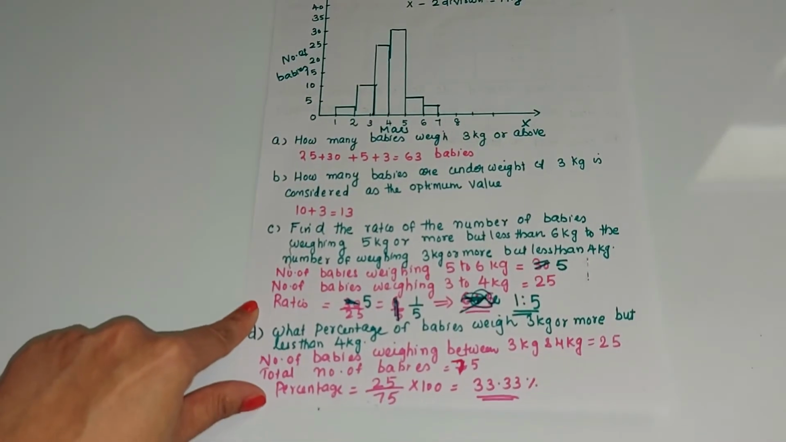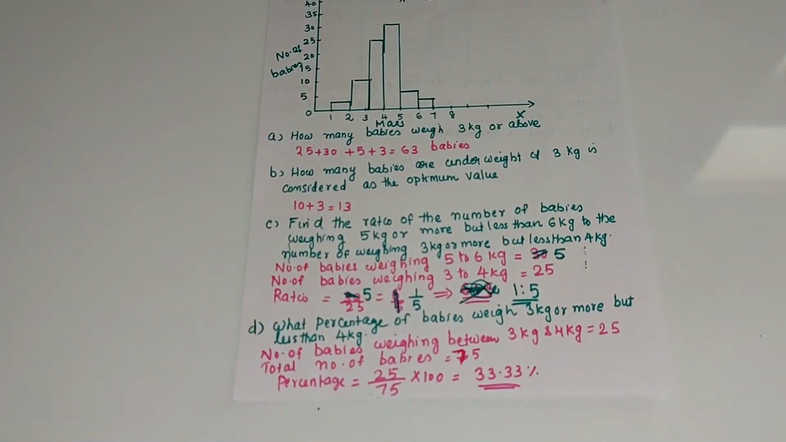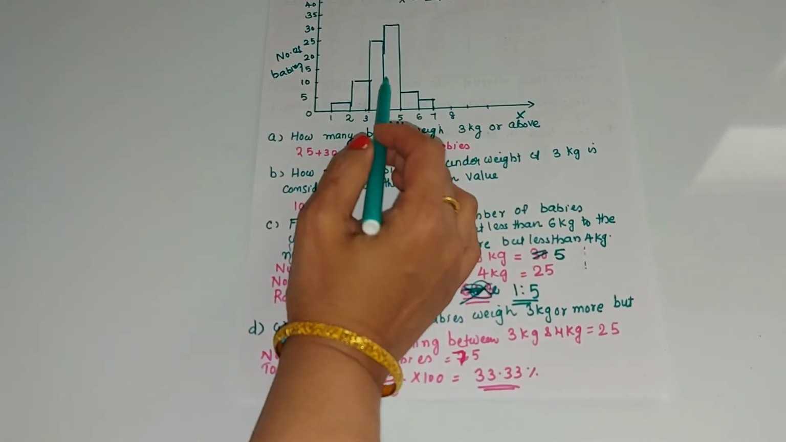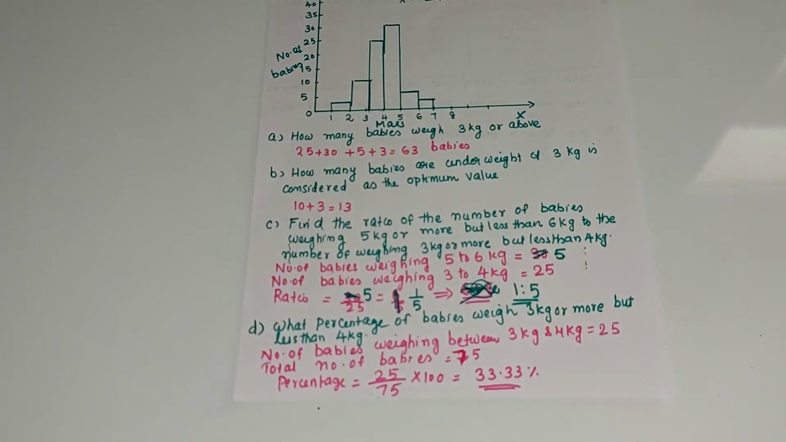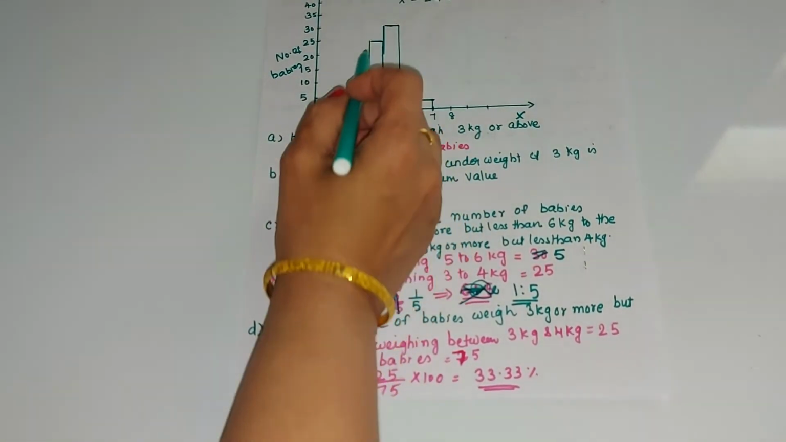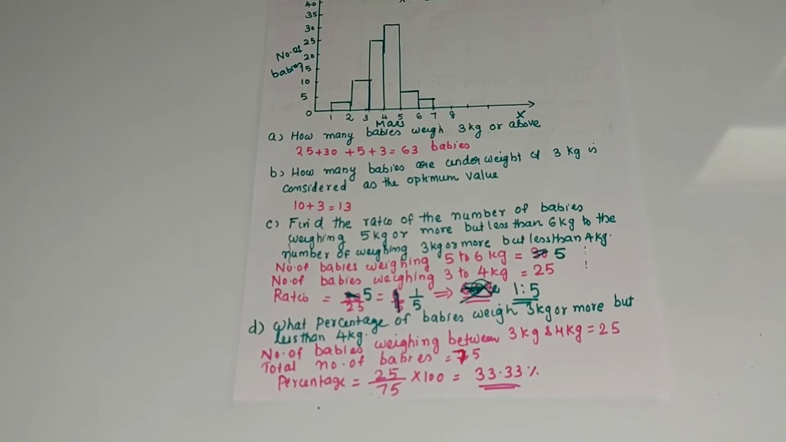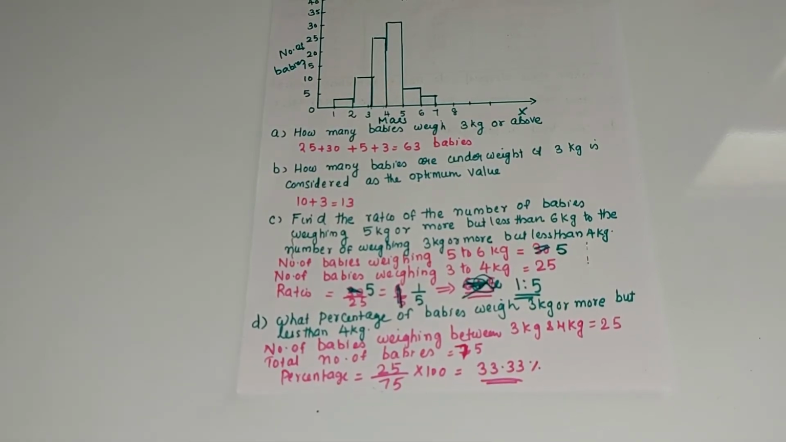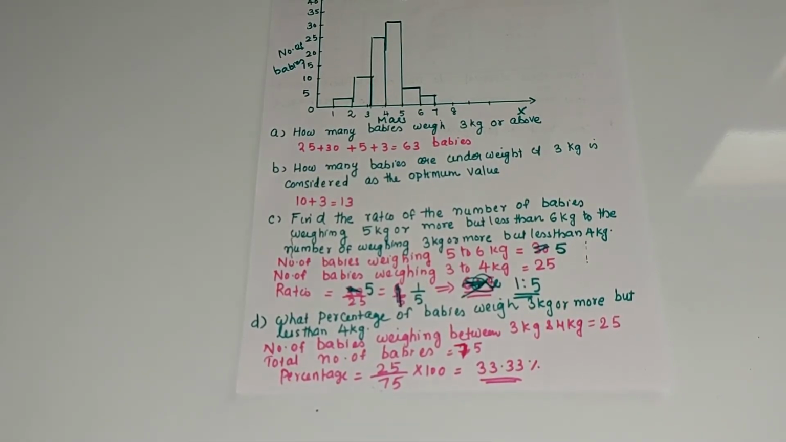Now D, what percentage of babies weigh 3 kilogram or more but less than 4 kilogram? We have to find out the percentage of babies weighing 3 to 4. So this 3 to 4. How many babies having the weights 3 to 4? You check the graph. 3 to 4 there are 25 babies, and the total number of babies is 75. So percentage is equal to 25 by 75 into 100, it's equal to 33.33%.